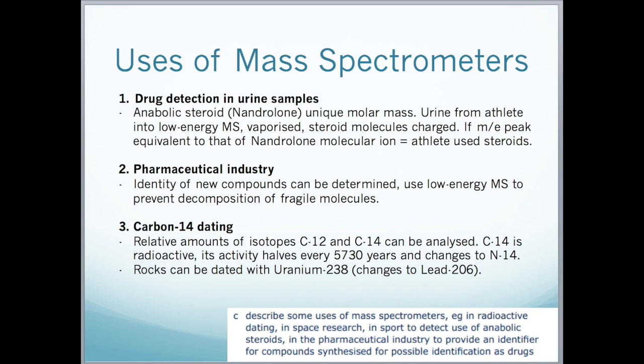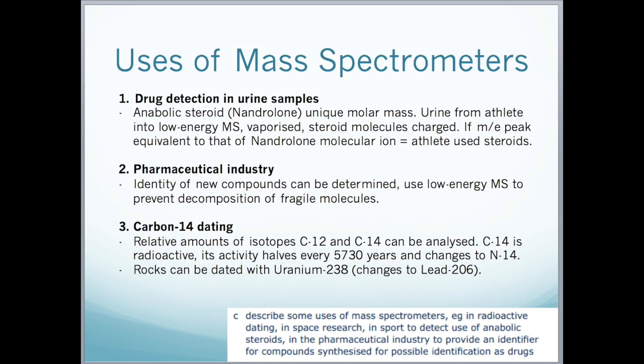Another use of mass spectrometers is in the pharmaceutical industry, where these are used to identify new compounds. And we have to use a low-energy mass spectrometer because a lot of the times the molecules are fragile, and the low-energy mass spectrometer will prevent the decomposition of those.